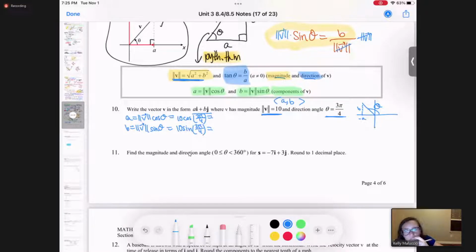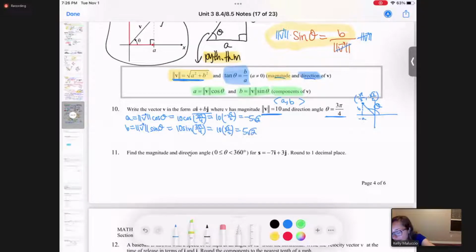Or even for this, if it's just the homework, right? But remember, this point is negative root 2 over 2. Oh wait, no, this is negative, this is positive. Oops. And then it's root 2 over 2, right? My bad. So here now we have 10 times the cosine, which is negative root 2 over 2, and the sine is positive root 2 over 2. And so we have negative 5 square root 2 and 5 square root 2. And so I'm not done.